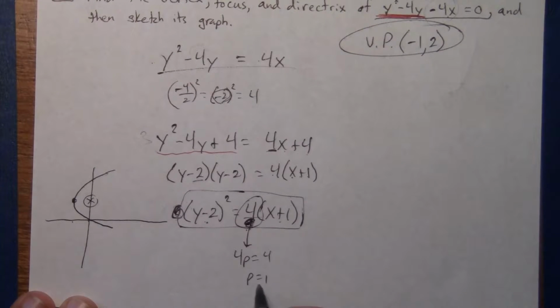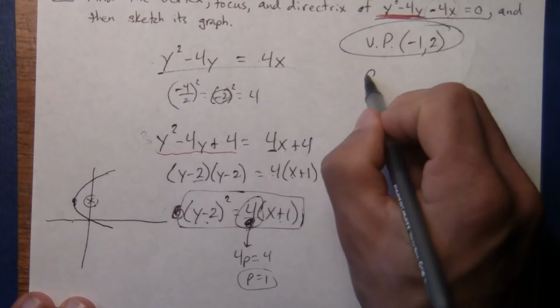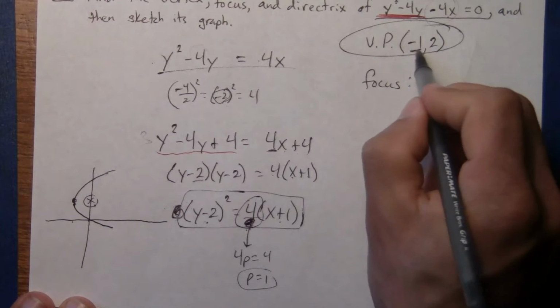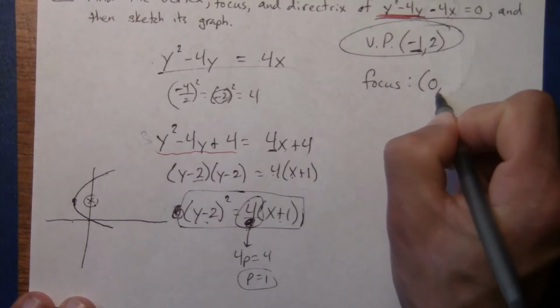it looks like p is equal to 1. So I'm going to be going 1 to the right, which means my focus, if I go 1 to the right, means I'm adding 1 to the x value. It's going to be 0, 2.